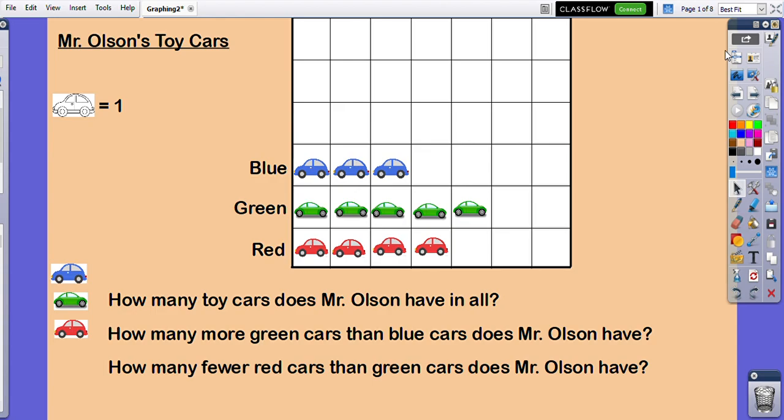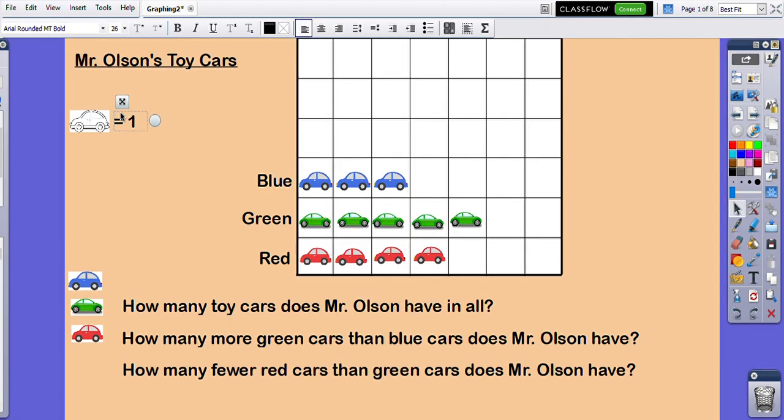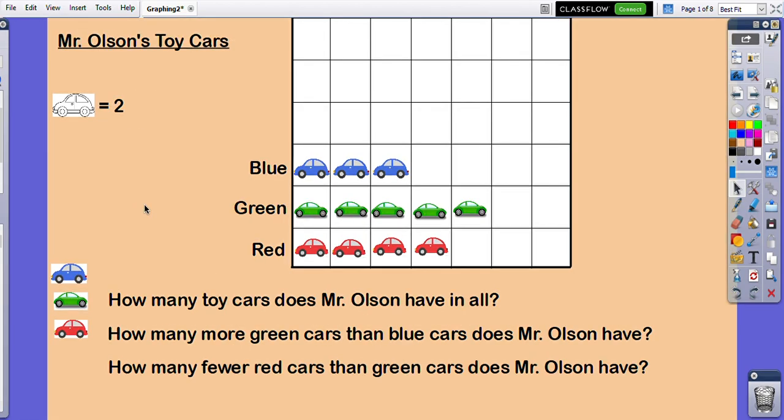We're going to be taking another look at some more graphing today. And this is the same graph that we used yesterday, and you will even be able to use the graph that you made yesterday to complete today's assignment, because we're just going to make one simple change. Here on our legend, where it says one picture of a car equals 1, we're going to change that to 2.